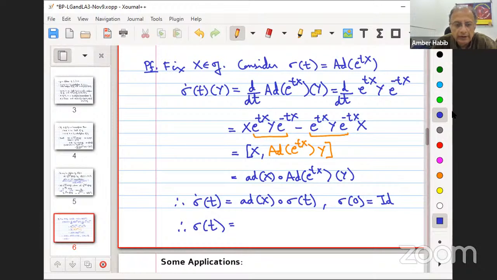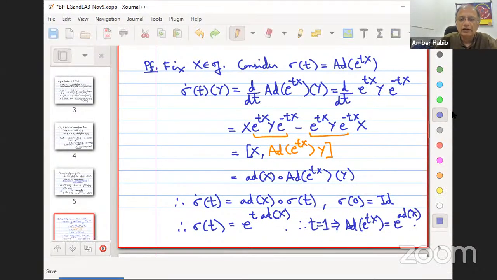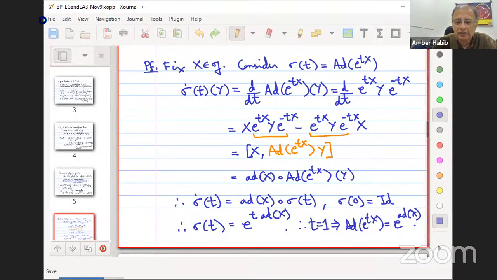Right. So it's exponential of t times the constant, so t times ad x. Okay. And therefore, if you in particular take t equal to 1, sigma 1 is Ad of e^x. And on the other hand, you have exponential of ad x. Okay. All right, so that's a very familiar looking proof. I hope this must be the nth one that we have done in this way, by just differentiating things involving exponentials, and that helps us discover relationships.